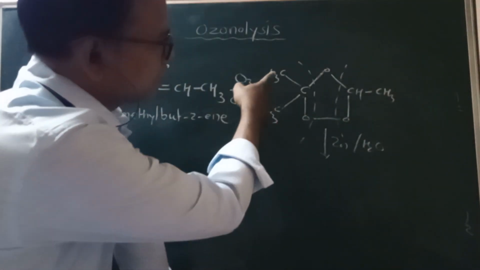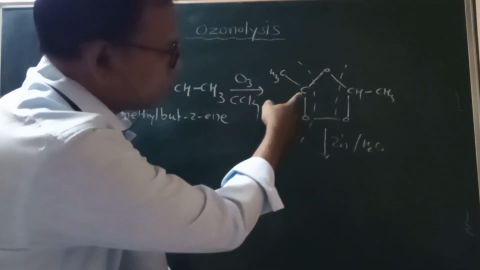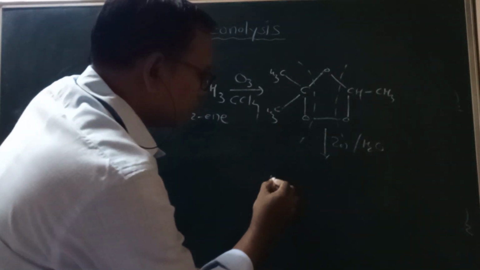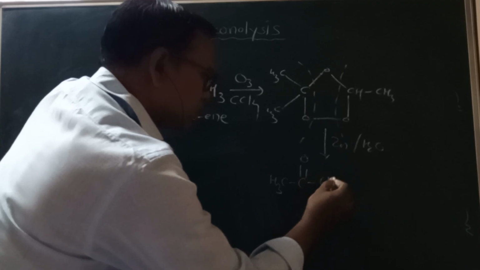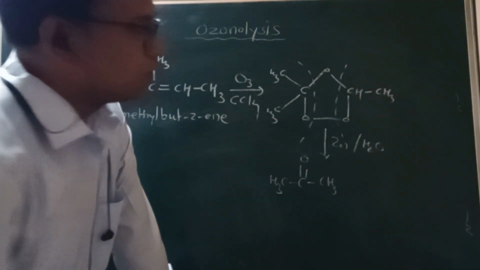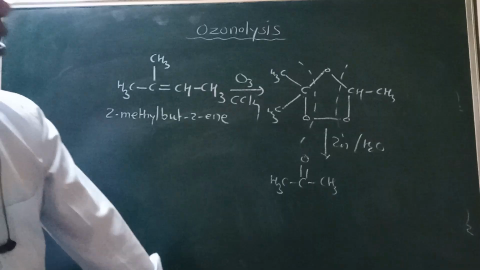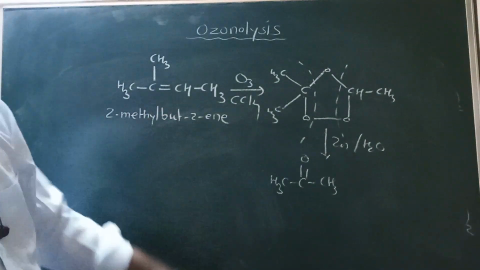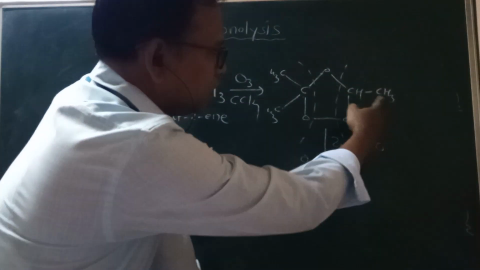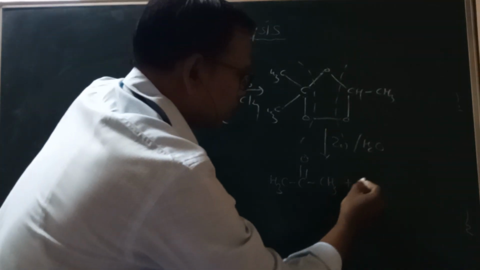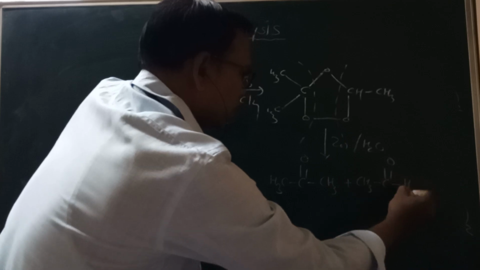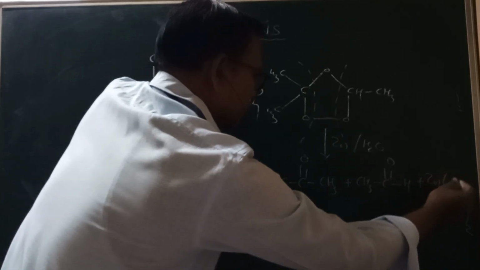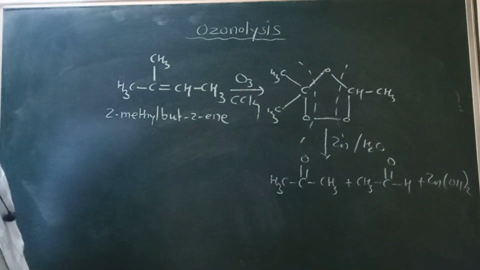So you get CH3, C double bond O, and CH3. You get a ketone, that is acetone. But from the right hand side, you will not get the same compound, because the alkene is not symmetrical. From the right hand side, you will get the aldehyde CH3CHO, that is C double bond O and H, plus the secondary product zinc hydroxide, Zn(OH) twice.